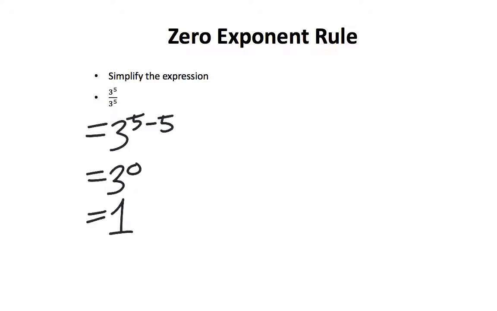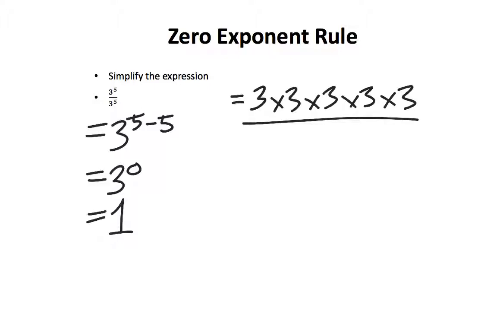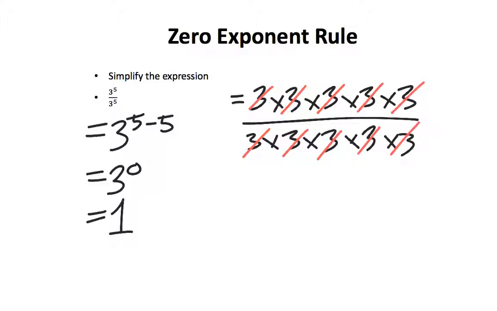If I were to expand this without using any of the exponent laws, you would get something like this. 3 to the power of 5 is the same thing as 3 times 3 times 3 times 3 times 3 over 3 to the power of 5, which is exactly the same thing. You should remember that all these 3's are going to cancel out, which gives us essentially 1 over 1, which is the same thing as 1. And that is how the zero exponent rule works.